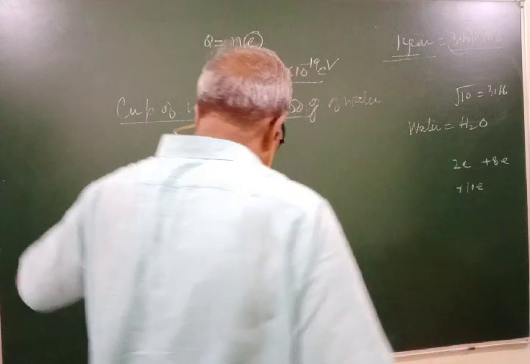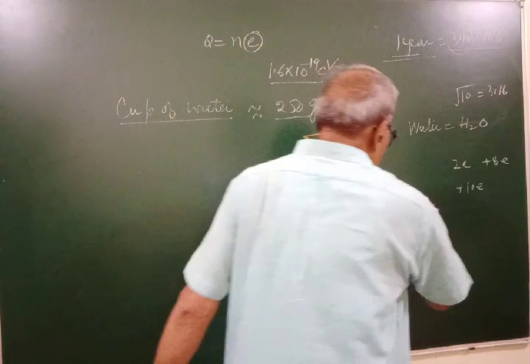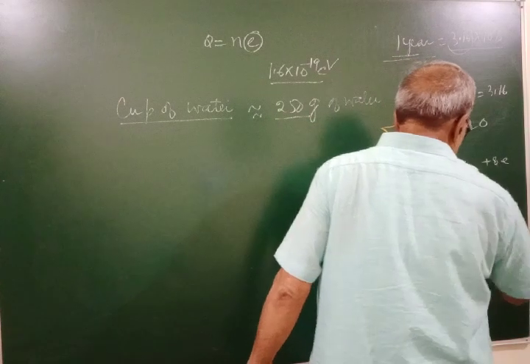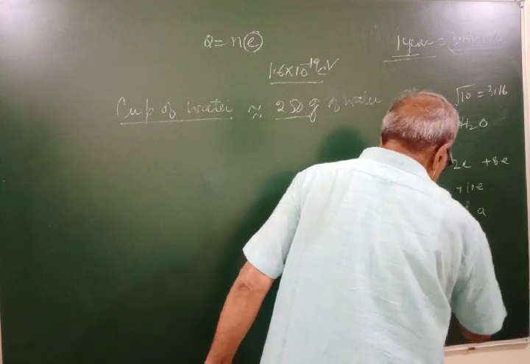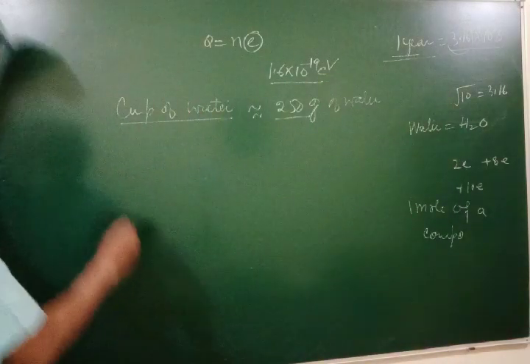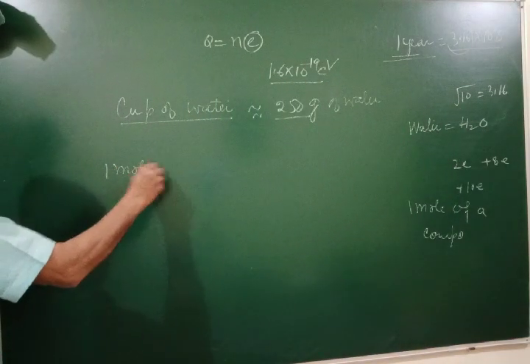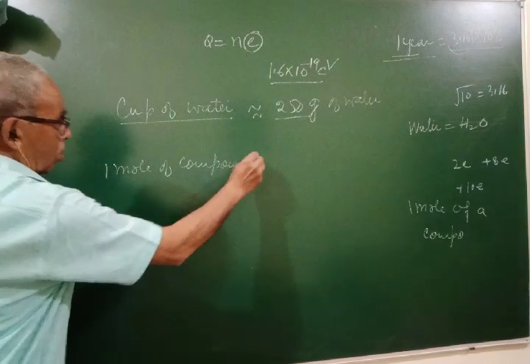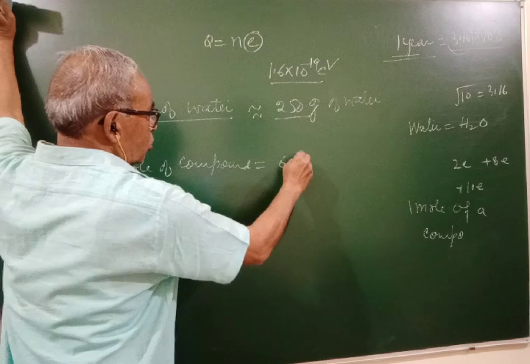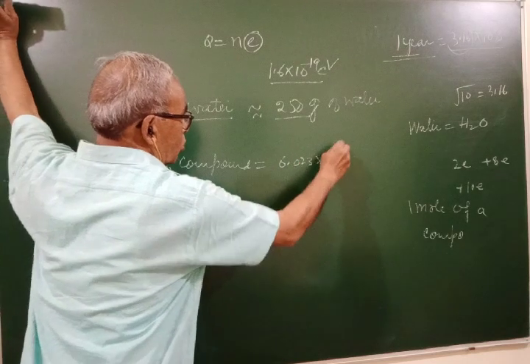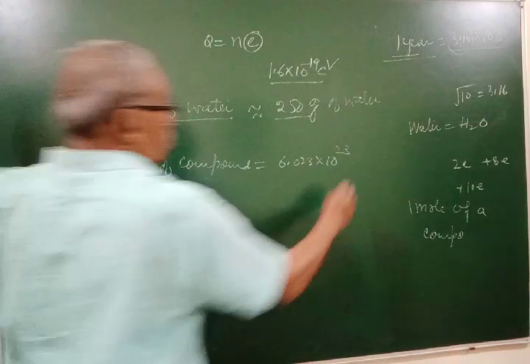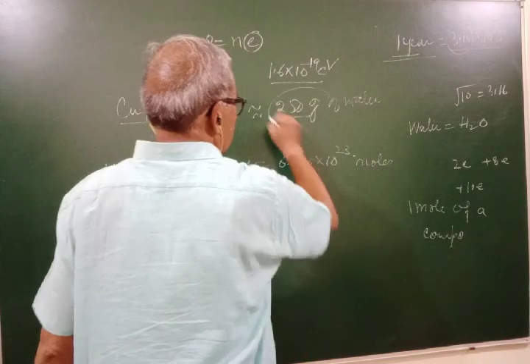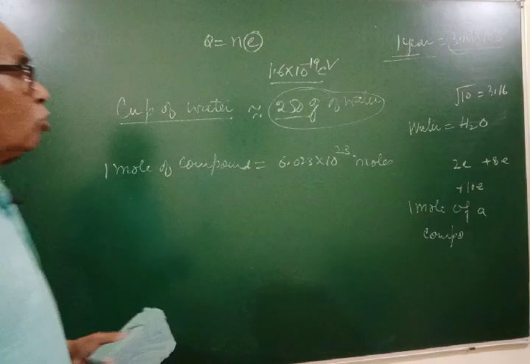But you know very well that 1 mole of a compound is equal to 6.023 times 10 to the power 23 molecules. Then how many molecules are present in 250 gram of water?